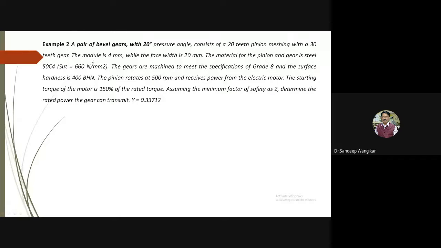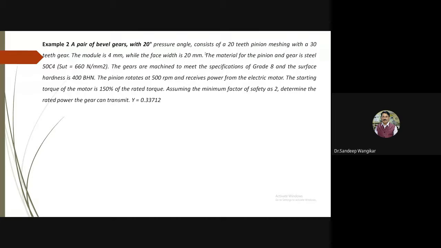Okay, so a pair of bevel gear with 20-degree pressure angle consists of a 20 teeth pinion meshing with a 30 teeth gear. The module is 4 millimeters while the face width is 20. So number of teeth on pinion given, number of teeth on gear given, module given, face width given. The material for the pinion and gear is the same. SUT is equal to 660 Newton per mm square. The gears are machined to meet the specifications of grade 8, which is given so that we can calculate using Scott's equation.